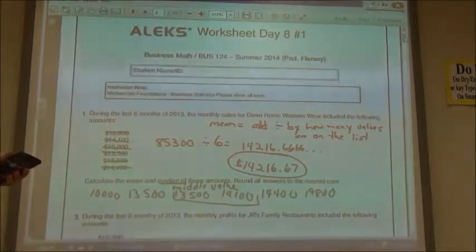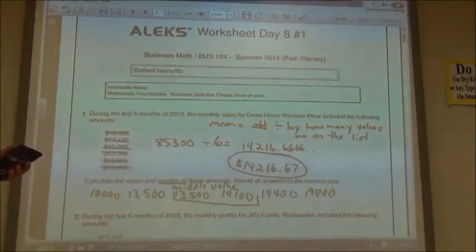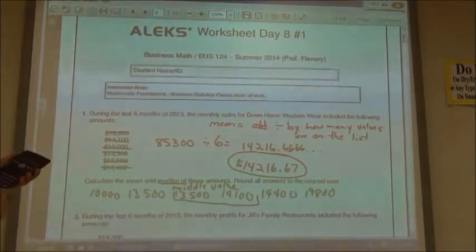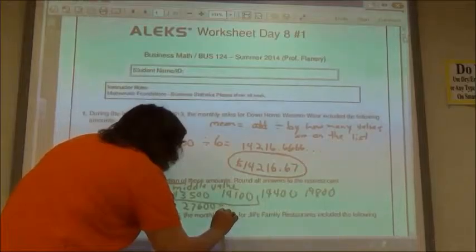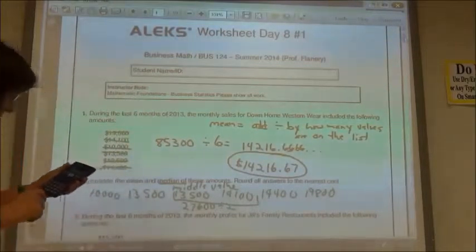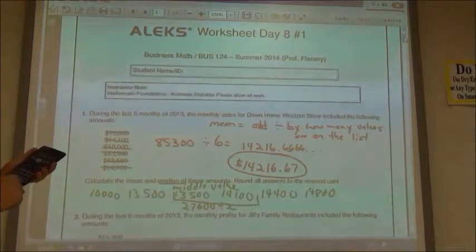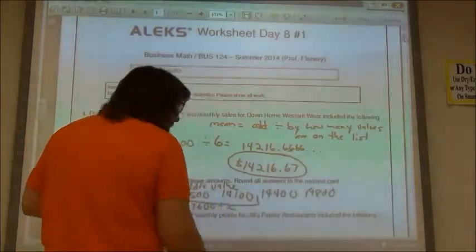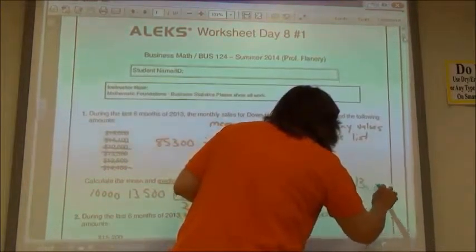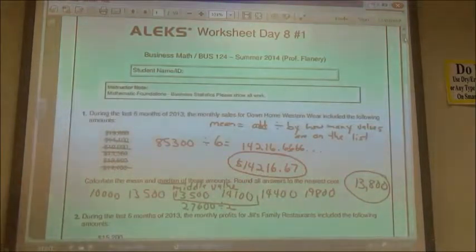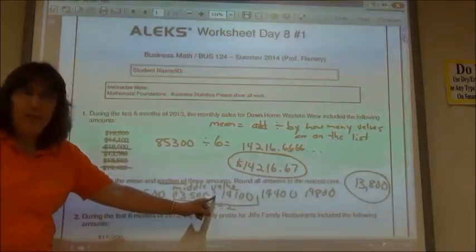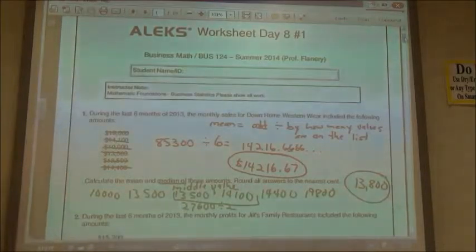So 13,500 plus 14,100, make sure you have equals, is 27,600. I'm then going to divide that by 2 because I want to find the average. So divide that by 2 numbers on the list. And my answer, 13,800, would be what my middle value would be, halfway between my lists, 13,800.